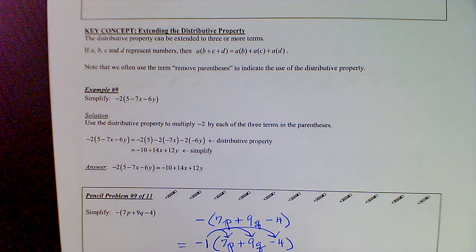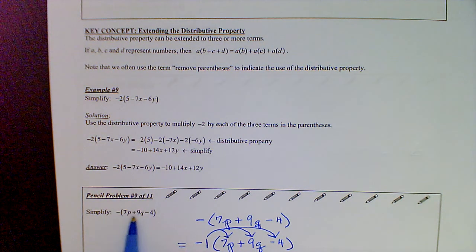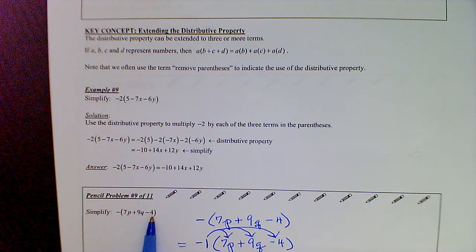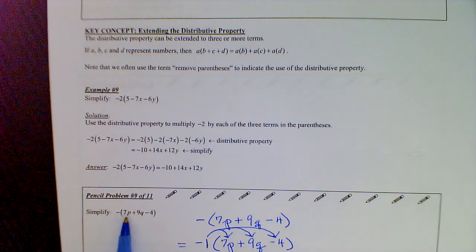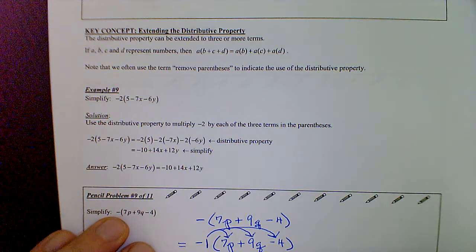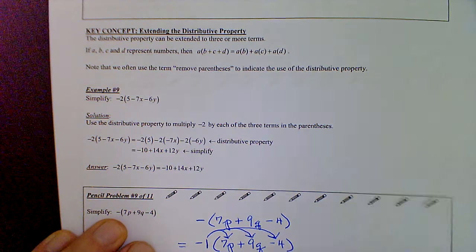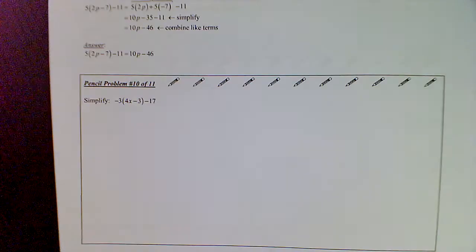Basically what happens when you have a negative out in front of a set of parentheses, the signs of all of the terms inside the parentheses change. So notice how the positive 7p became negative, the positive 9q became negative, and the negative 4 became positive. But good practice to show the negative 1 and the arrows for the distributive.